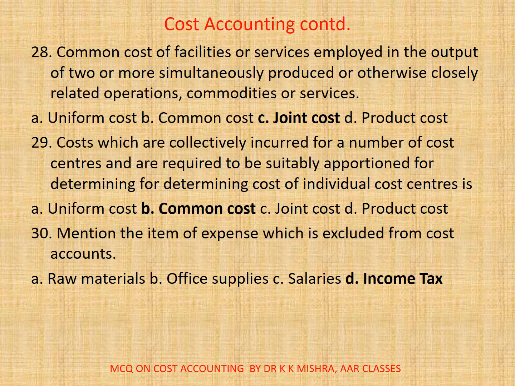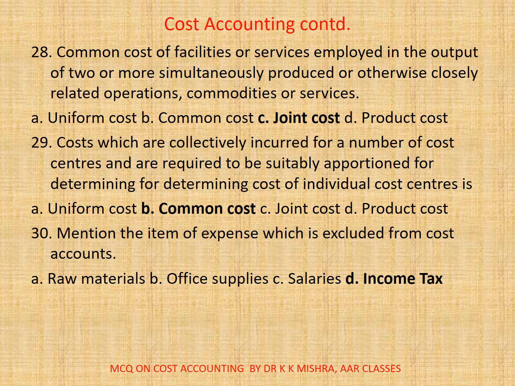28. Common costs of facilities or services employed in the output of two or more simultaneously produced or otherwise closely related operations, commodities or services. A. Uniform cost, B. Common cost, C. Joint cost, D. Product cost. The correct option is C.